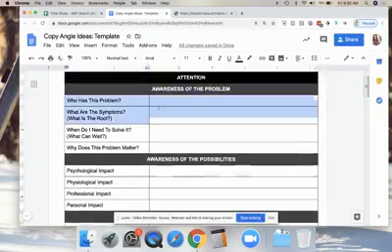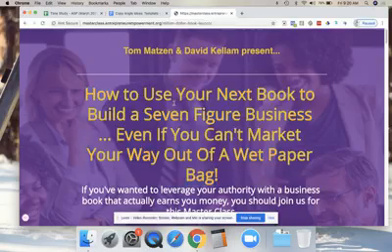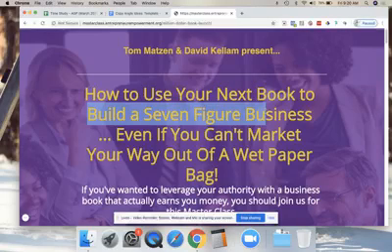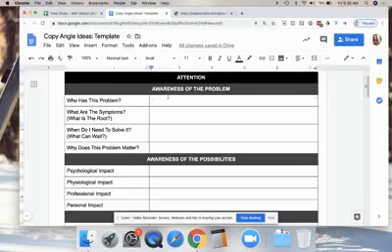All right, so the first one is, who has this problem? How to use your next book to build a seven-figure business. Okay, so it's clear that the person who this is for, it says your next book, and it says to build a seven-figure business. So they don't have a seven-figure business yet, and they are a business owner. So who has this problem?